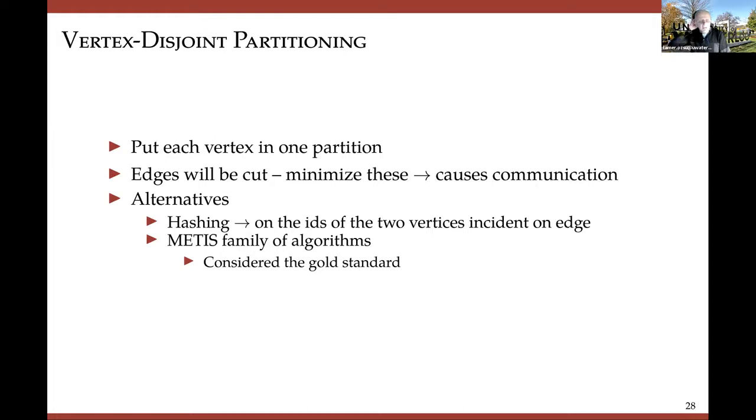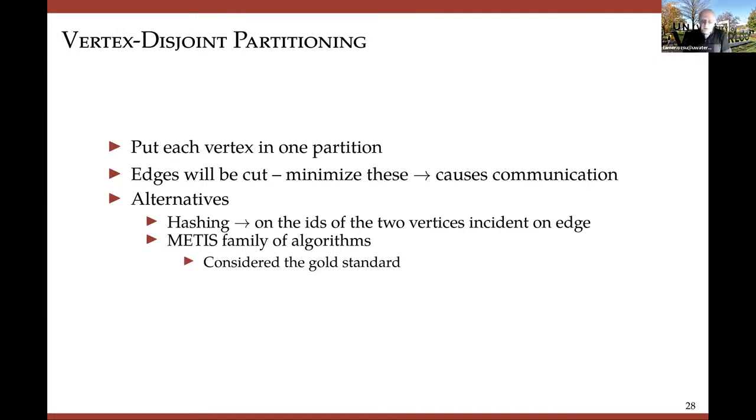The alternatives are hashing on the IDs of the vertices, the simple case, which gives you very balanced partitions, and it's very fast and simple, but it causes a high number of intermediate results and a high number of edge cuts.